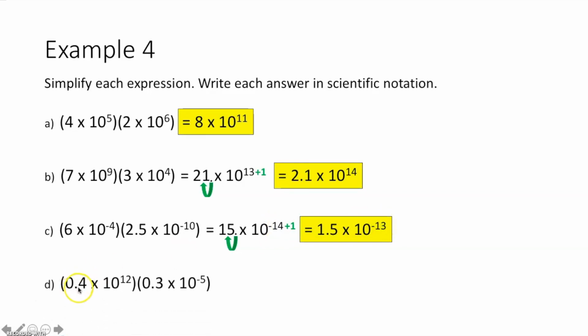Now we have 0.4 times 10 to the 12th times 0.3 times 10 to the negative 5th. Again, multiply the numbers out front. What is 0.4 times 0.3? That's actually going to be 0.12. And then we're going to add the exponents of the tens. What's 12 plus negative 5? That's going to be 7. Now again, we have to make this number out front between 1 and 10. It's not. So we take this decimal place and move it 1 to the right this time. Now when you move a decimal place to the right, you're going to actually subtract 1 from your exponent here. And you end up getting 1.2 times 10 to the 6th power.